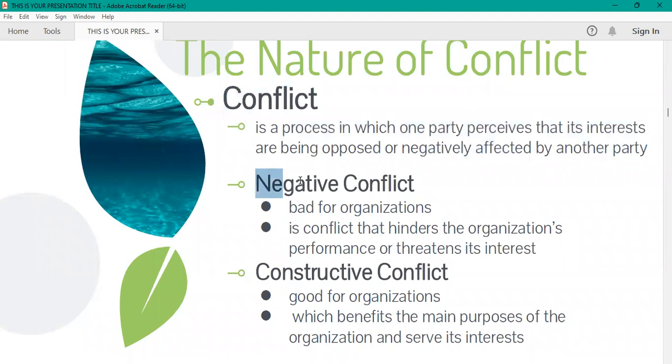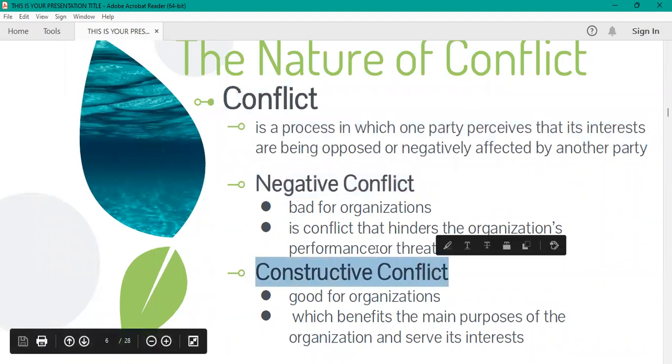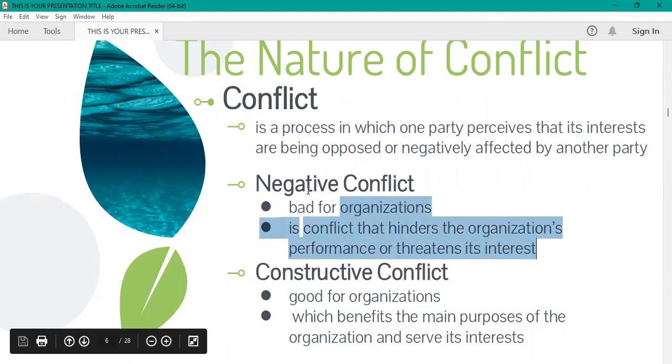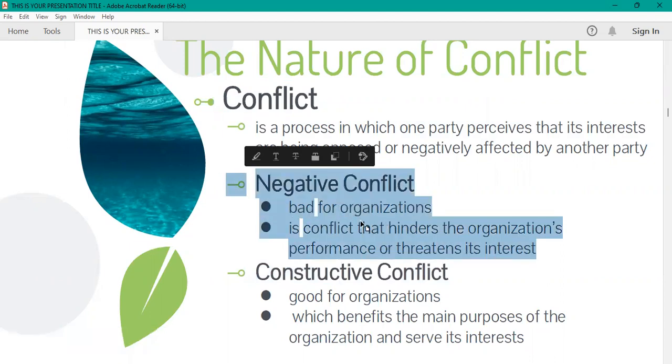Types of conflict: negative conflict and positive conflict. Negative conflict is bad for the organization. It is a conflict that hinders the organization's performance or threatens its interest. So when a conflict is negative, there is bad output or input of resources. It hinders the organization's performance, productivity, and also threatens the organization's development and interest.